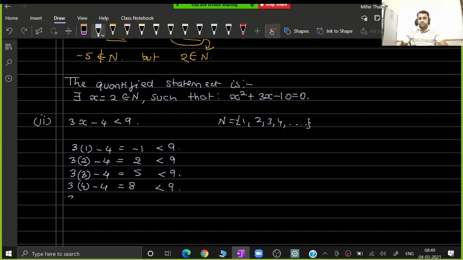And when I take the next one, 3 into 5, the next natural number, these are all the natural numbers if you observe. So 3 into 5 minus 4. 15 minus 4 is 11. It is greater than 9. All these values have satisfied this condition, but 15, that is 5 over here, is not satisfying this condition. So only 4 values are satisfying. So it means that only a few values are satisfying this condition and not all values are satisfying.